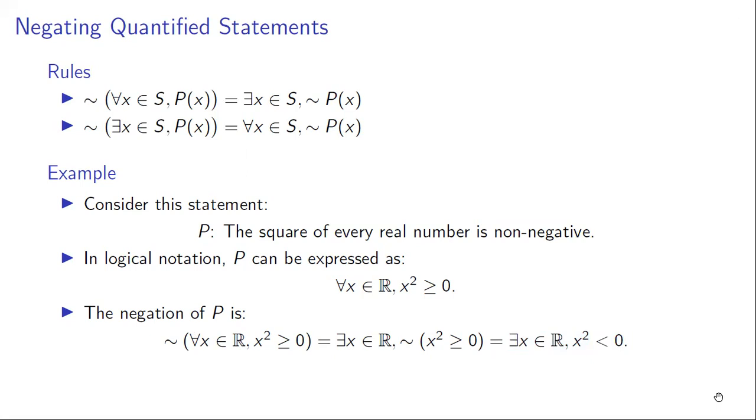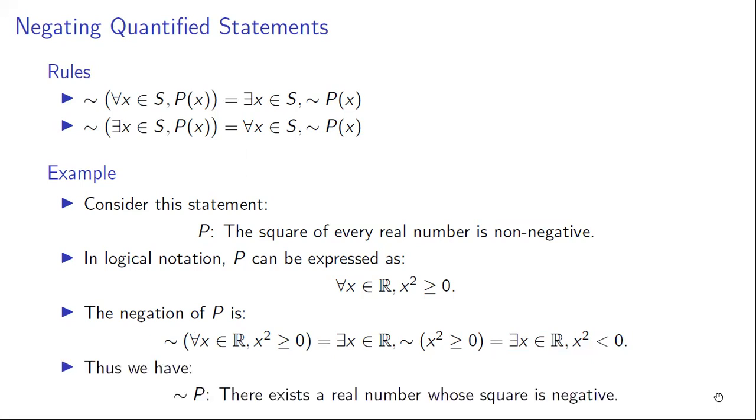Now, by the way, that's false. I mean, the negation of P is false, which makes sense because P itself is true. So the negation, which is the opposite, is going to be false. So let's rewrite it in English. Thus, we have that the negation of P is the following statement: there exists a real number whose square is negative, right? Whose square is less than 0. Now, that's not true again, but it's the negation of P. The point is we want to be able to find the negation of a statement. This will be a useful skill to have in some of the proof techniques that we learn about in the next 2 weeks.